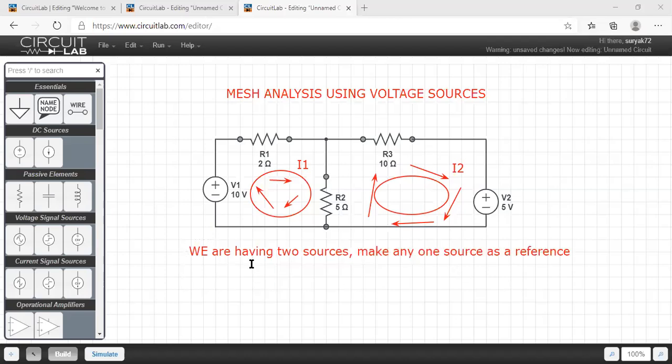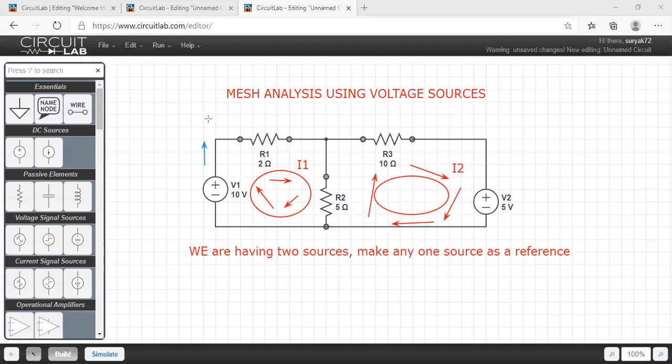Then I will make V1 the reference. From V1, a branch current will flow like this. This is my branch current. Everyone knows the branch current means a current flowing from plus to minus from a given voltage source.